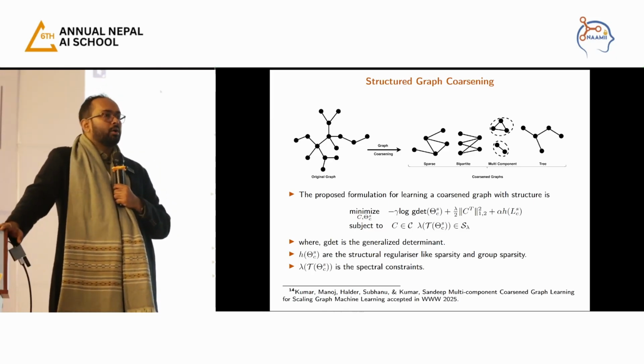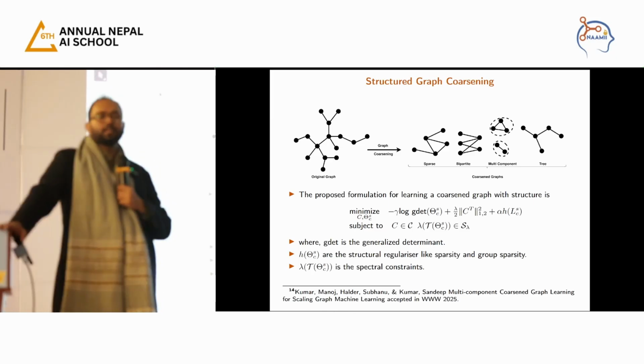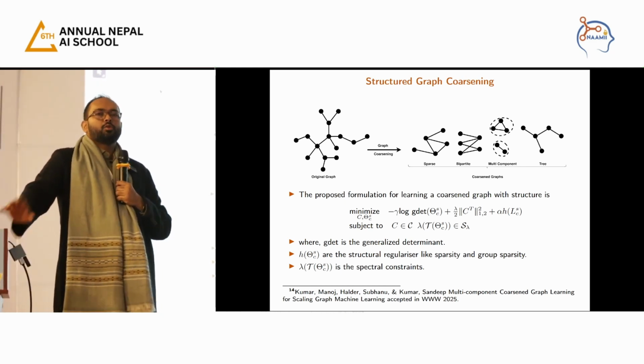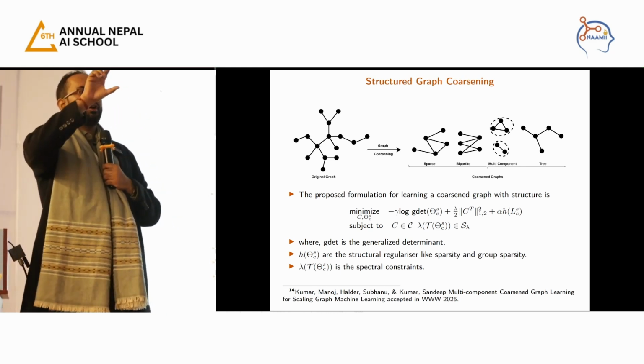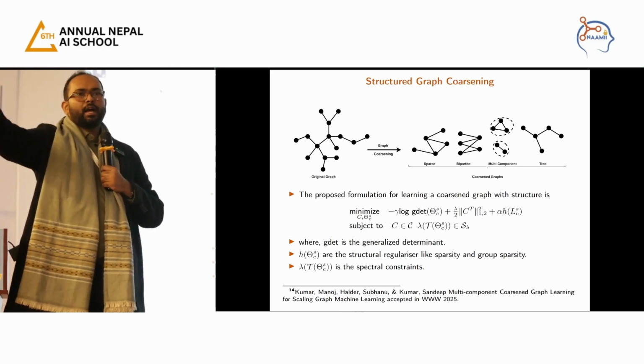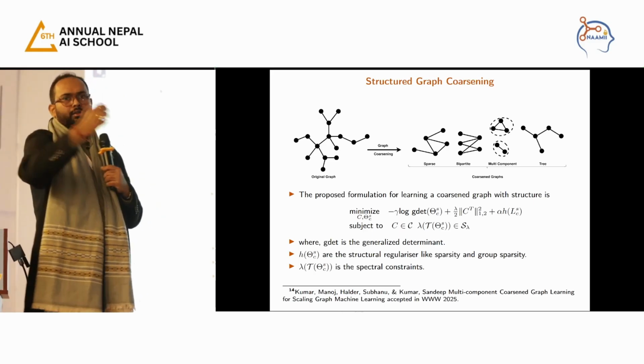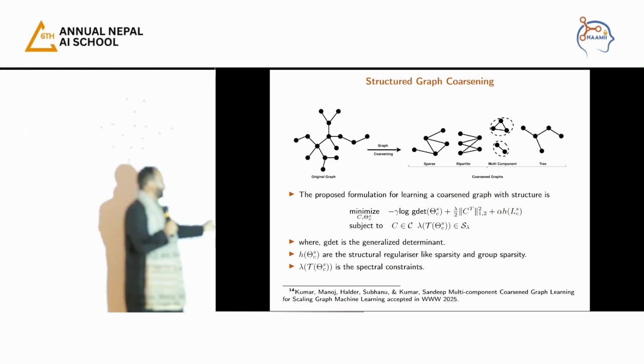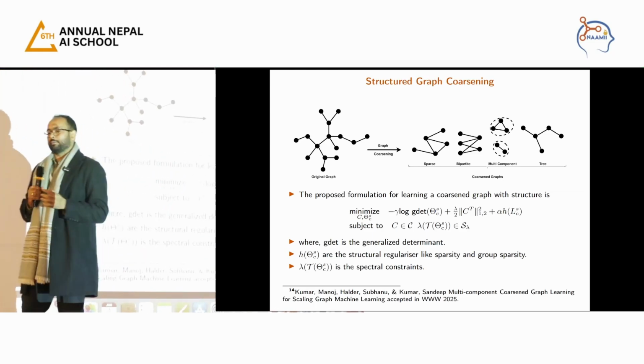Dealing with combinatorial properties is NP-hard, but dealing with eigenvalue properties is analytical. You can actually solve for it, right? So the moment you map the combinatorial requirement as an analytical eigenvalue requirement, you are able to solve for it. So this is what one can do. If you want to enforce structure while coarsening, you utilize eigenvalue-type regularizations.